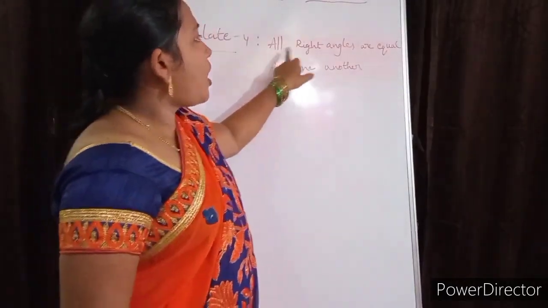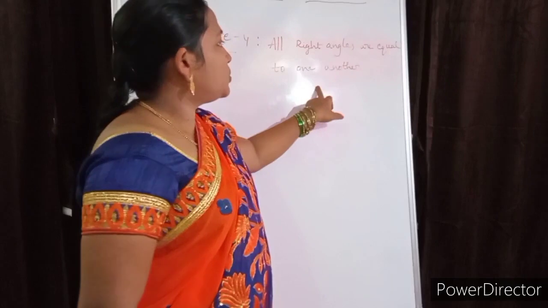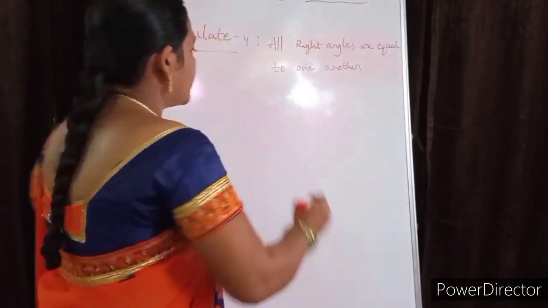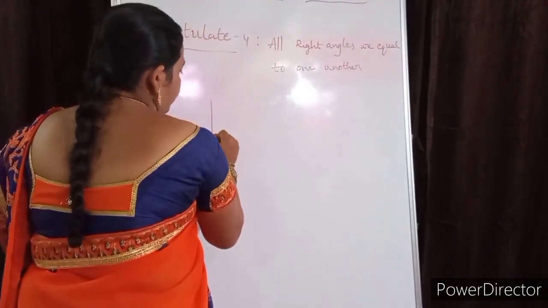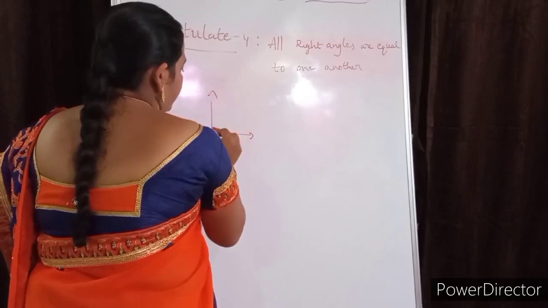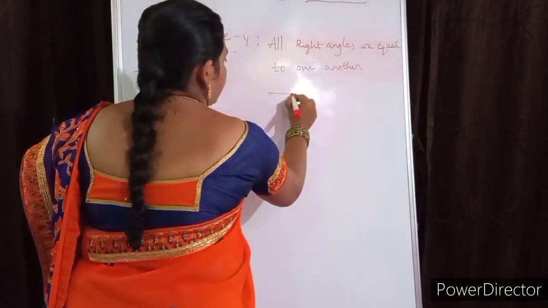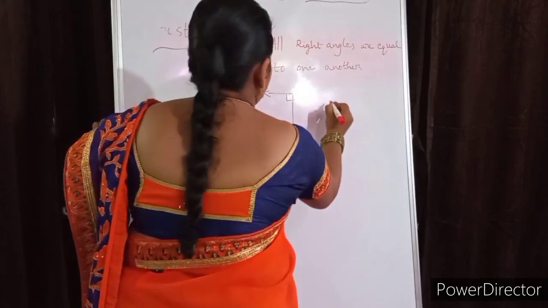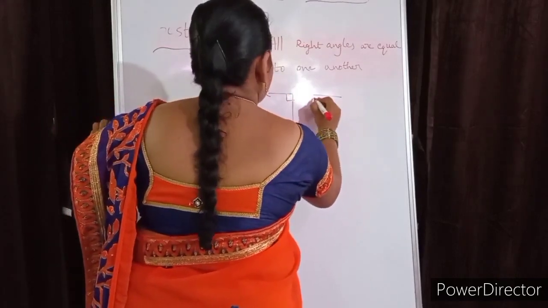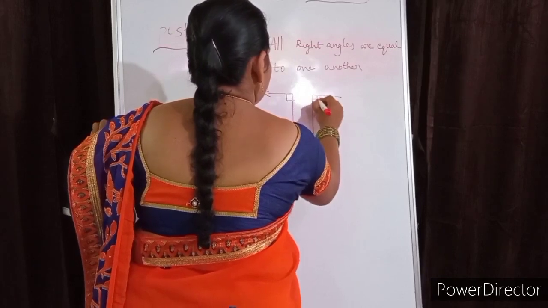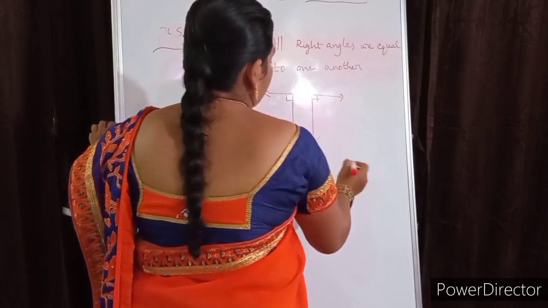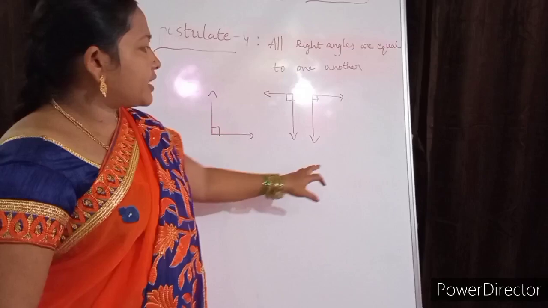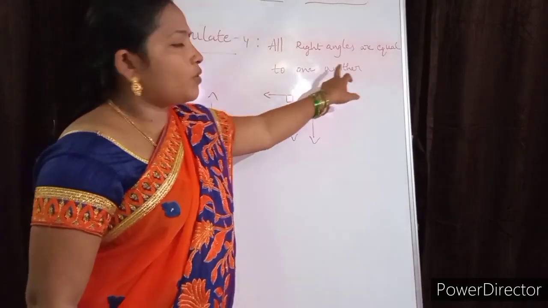Postulate 4. All right angles are equal to one another. Right angles. All right angles are equal to one another.